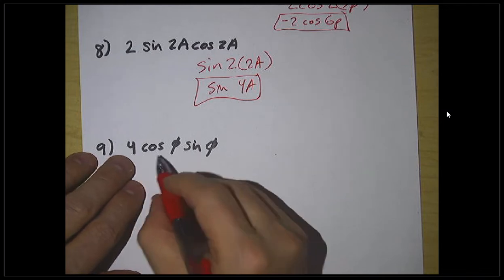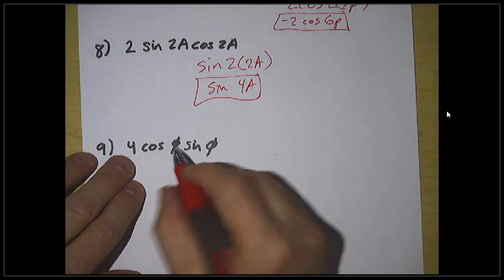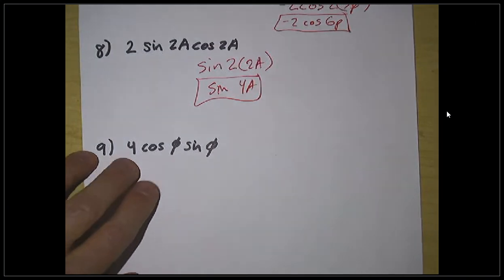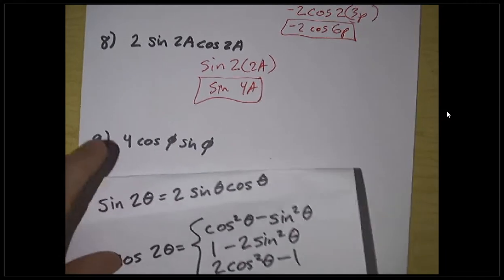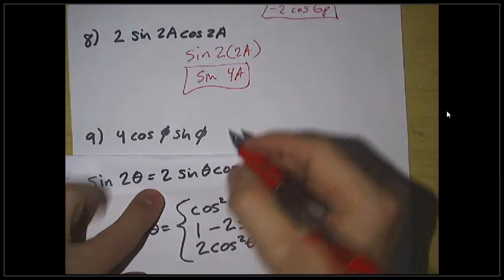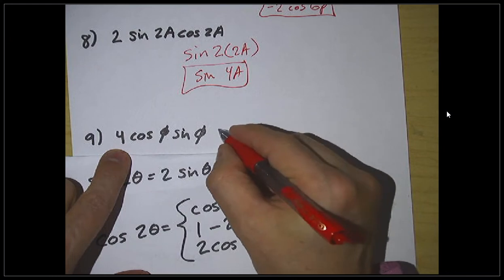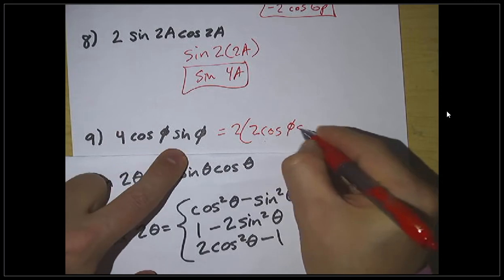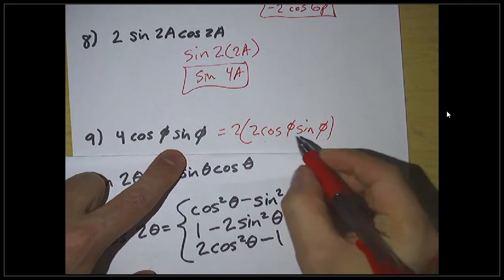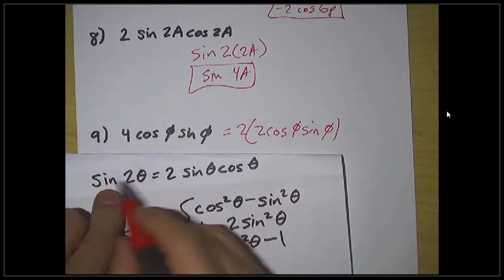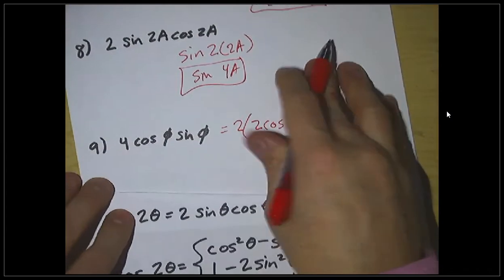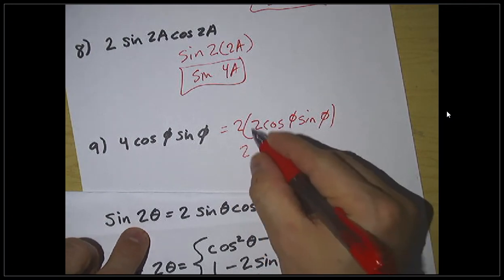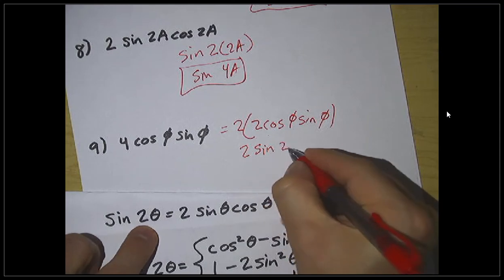The next one, I have 4 times cosine of phi times sine of phi. That one, well, it looks similar. So I'm going to rewrite this problem as 2 times 2 cosine phi sine phi. And then I'm going to substitute in this sine of 2 theta, or 2 phi. So I get 2 times sine of 2 phi.